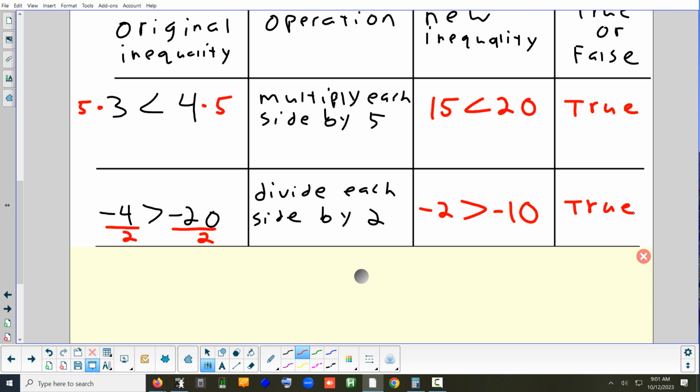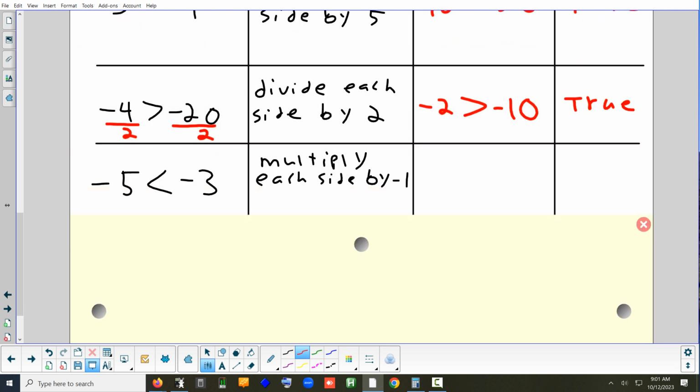Okay, so that's good. We started with something that was true. We did exactly the same thing on both sides, and it was still true. That's what should always happen. Let's try this one.